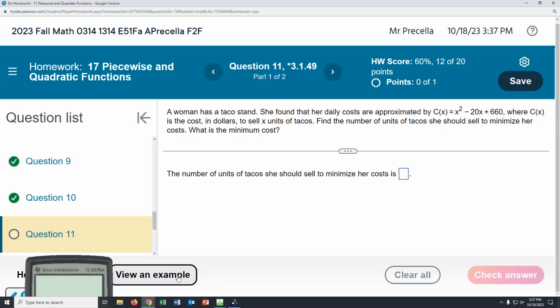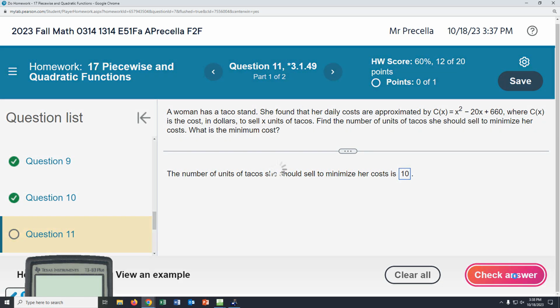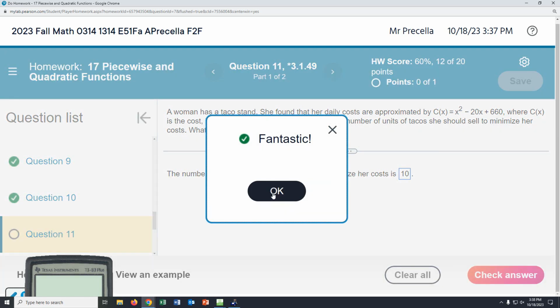Let's see, what is X? X is the number of units of tacos. So that's not her cost. That's how many tacos she should make in order to minimize her costs. Well, so this is 10 units of tacos. We don't know what a unit is. Probably a dozen. What do you think? It might just be an order of 3, or it might just be one taco. But probably not, because they're the most expensive tacos in town.